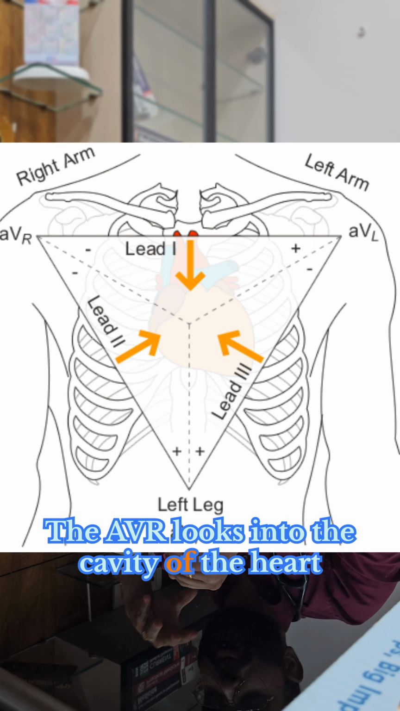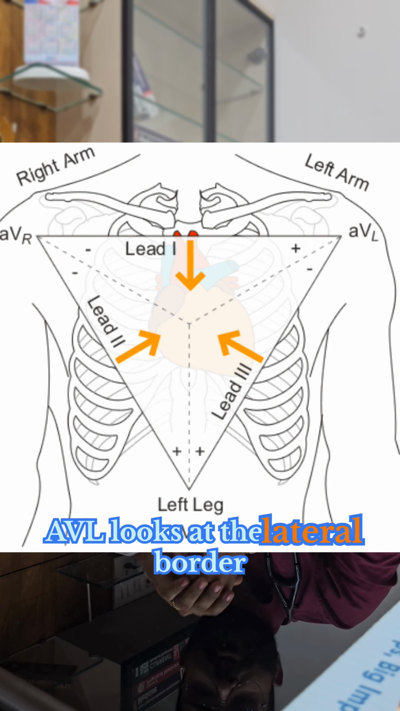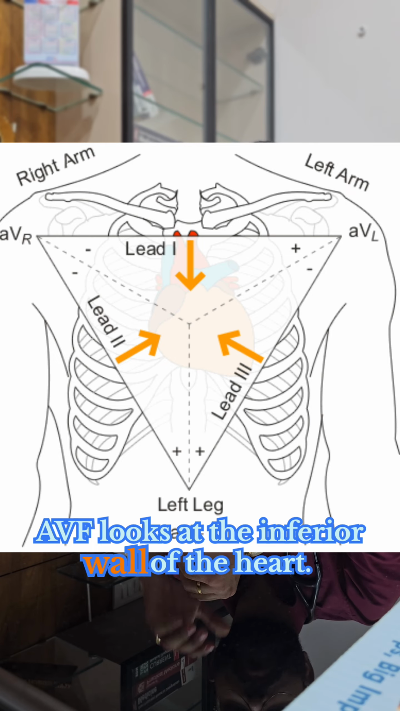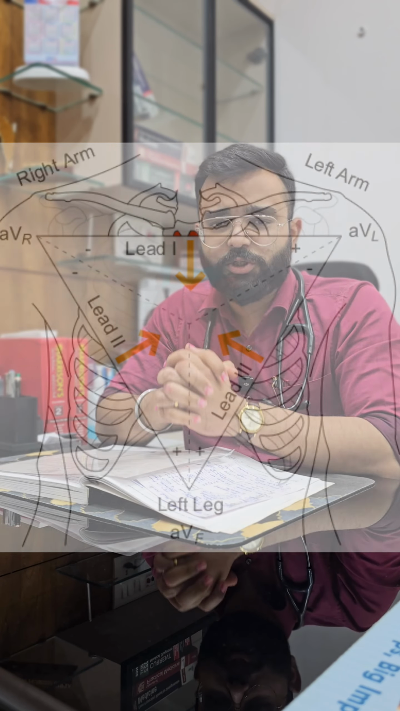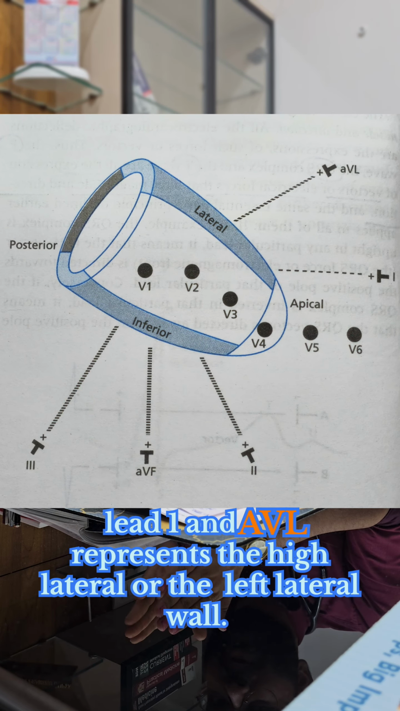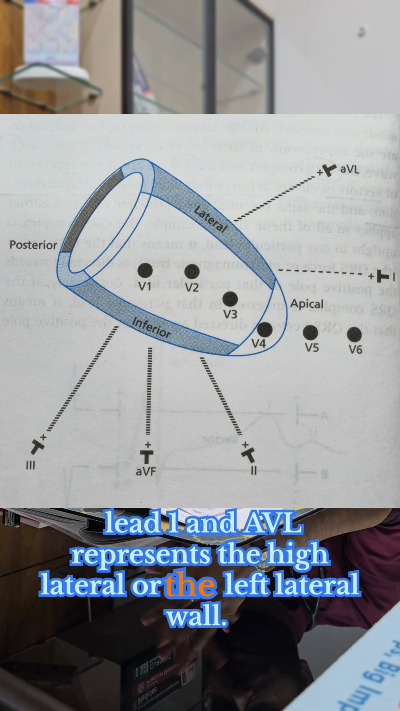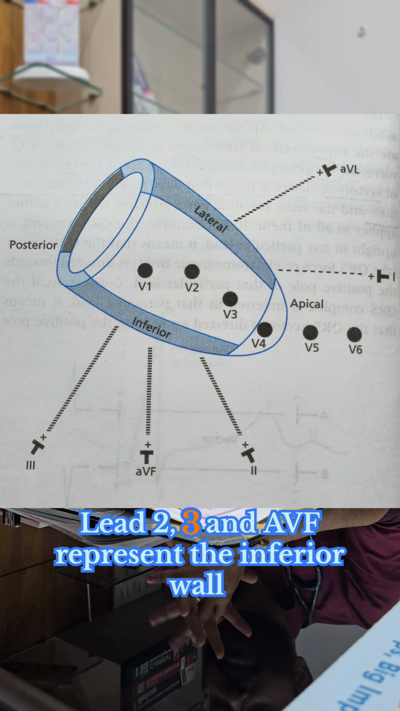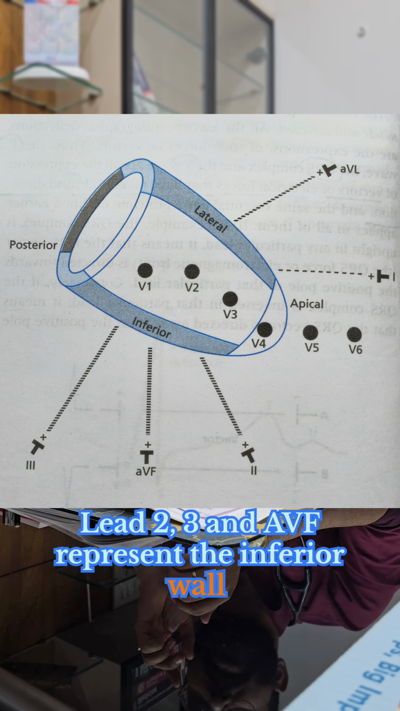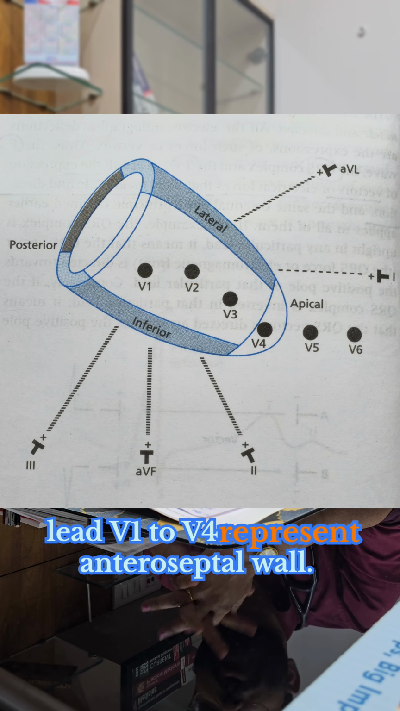The AVR looks into the cavity of the heart, AVL looks at the lateral border and AVF looks at the inferior wall of the heart. Now, the orientation of these leads. Lead 1 and AVL represents the high lateral or the left lateral wall. Lead 2, 3 and AVF represent the inferior wall, and lead V1 to V4 represent anteroseptal wall.